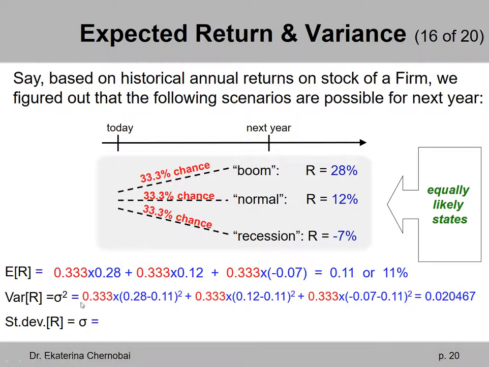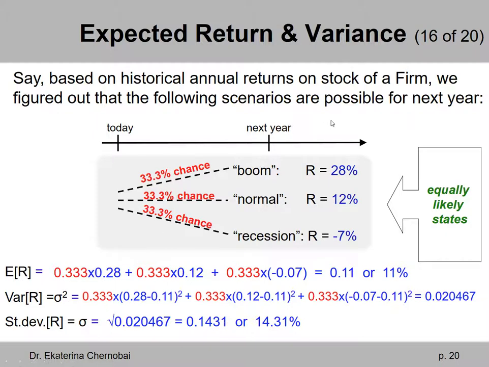How do we calculate the variance? It's very similar to the expected return formula if you compare them. So for the boom state of the economy, we multiply the probability of the boom, 0.333, by the squared distance from the expected return, 0.28 minus 0.11, the difference squared. And then we add the same product of the probability and the squared distance from the expected 11% return for the remaining two states of the economy, for normal and recession. The resulting variance in decimals is 0.020467. When we take the square root of that, we get the standard deviation of future returns, which is 0.1431 or 14.31%.